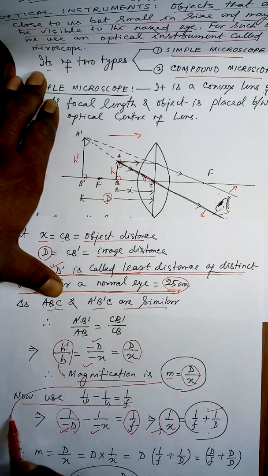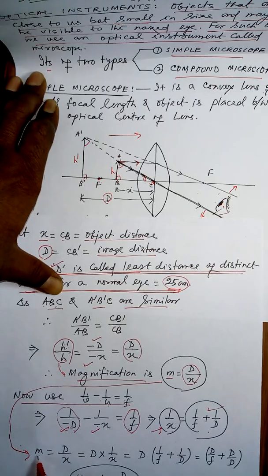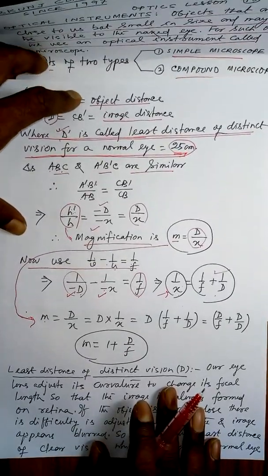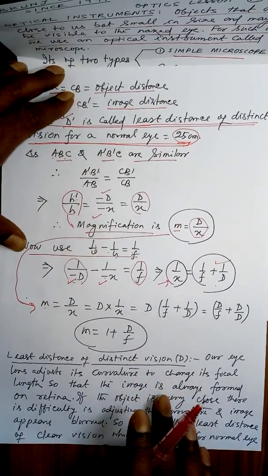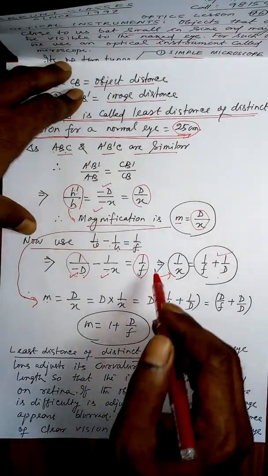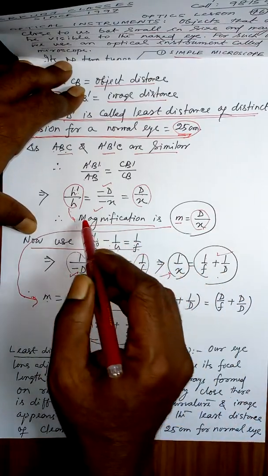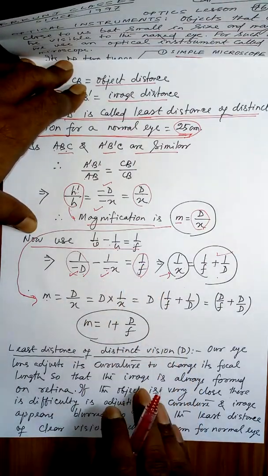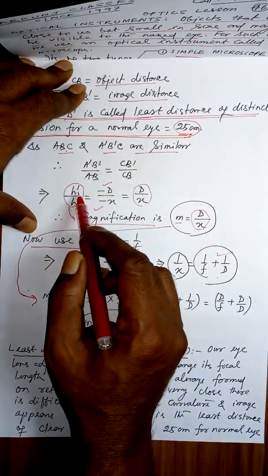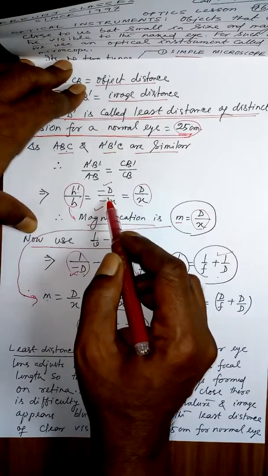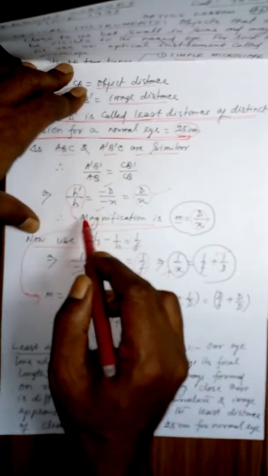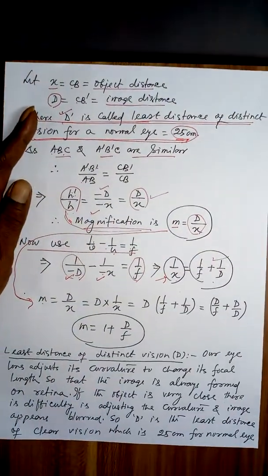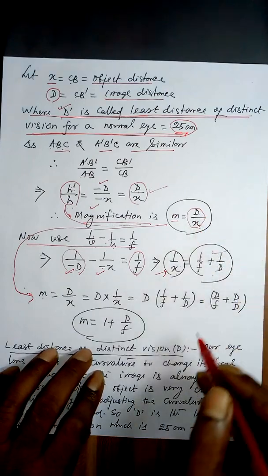Now look at this. Your magnification m is equal to, now look at this. Some part was not visible. The paper was a little below the focus. So h'/h is equal to minus d over minus x, that is d by x, and this is nothing but the magnification, because it is image size by object size, that is equal to d over x.